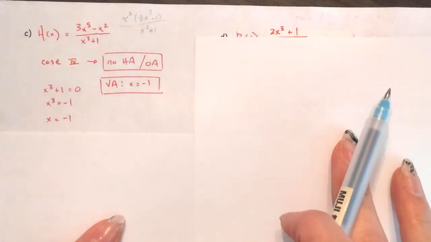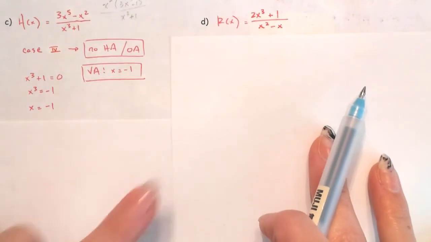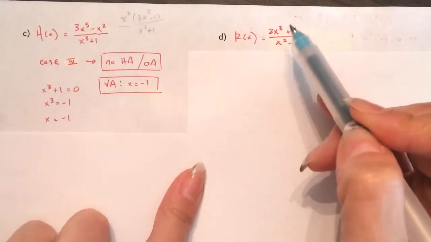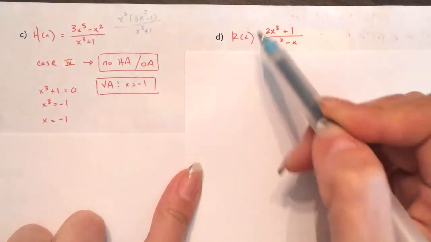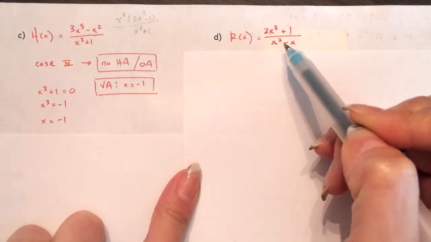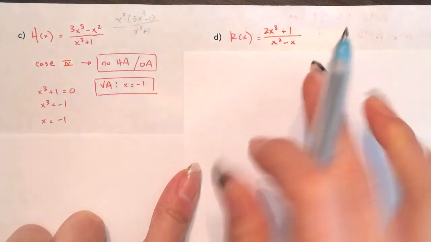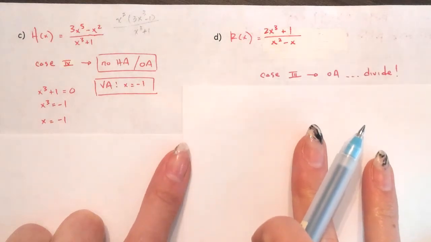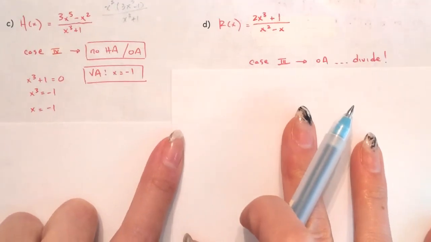Okay. And then D, we started this together, or we did this one together actually. So this is x cubed over x squared. That's the most important part. X cubed over x squared. So the top is bigger than the bottom by 1. That means this is your case 3. You have to do some division.